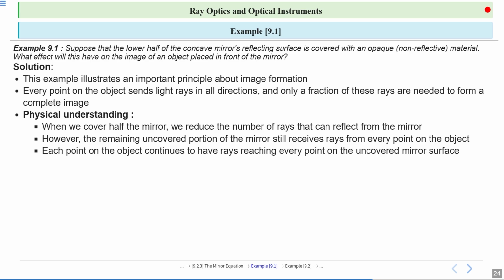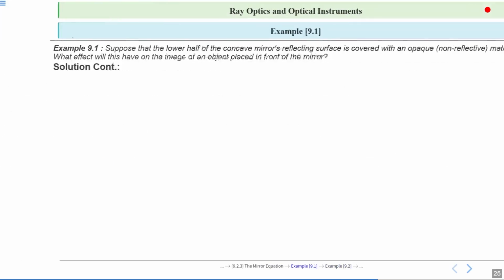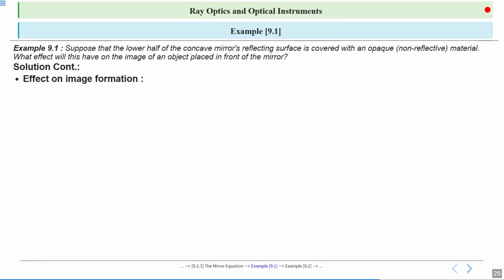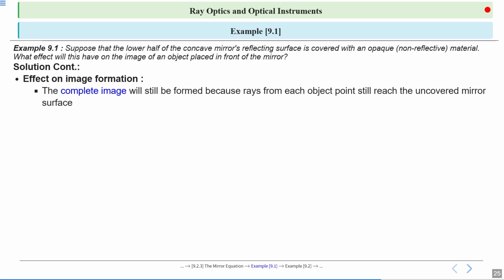Each point on the object continues to have rays reaching every point on the uncovered mirror surface. So the part that is uncovered is taking rays from every point of the object. That means the image will not be halved. So, what is the effect on the image formation? The complete image will still be formed, because rays from each point still reach the uncovered mirror. The uncovered mirror is accepting rays coming from the object, and it is forming the image.